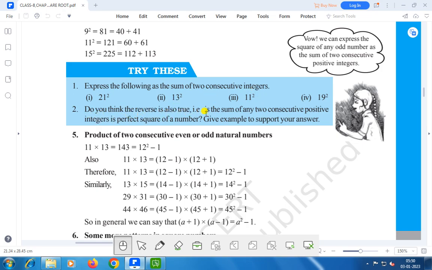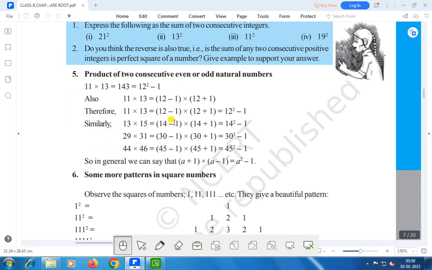Do you think the reverse is also true? Is the sum of any two consecutive positive integers a perfect square of a number? Give examples to support your answer.